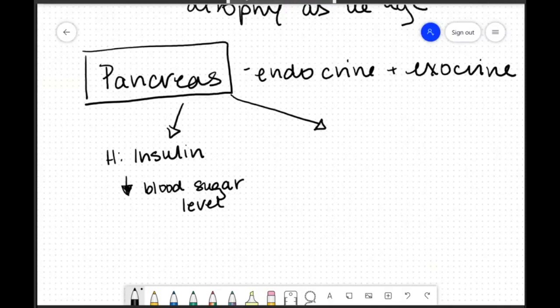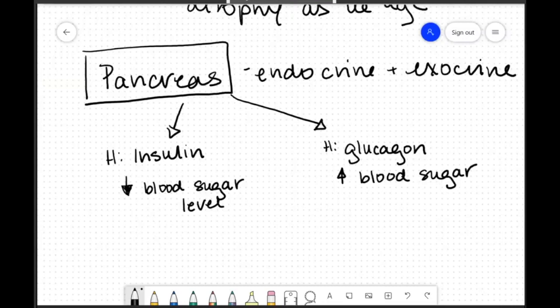The opposite hormone will actually be glucagon. And glucagon is a hormone that relates to sugar level as well. But what it will do is it will increase blood sugar level. So in your pancreas, you actually have both the turn on and the turn off for homeostasis, the decrease the blood sugar and the increase the blood sugar through insulin and glucagon. So those are the 2 hormones you need to know from the pancreas.